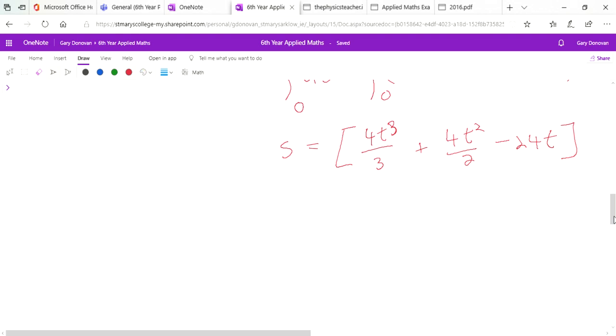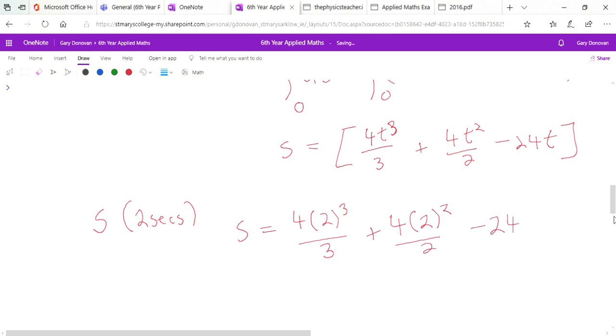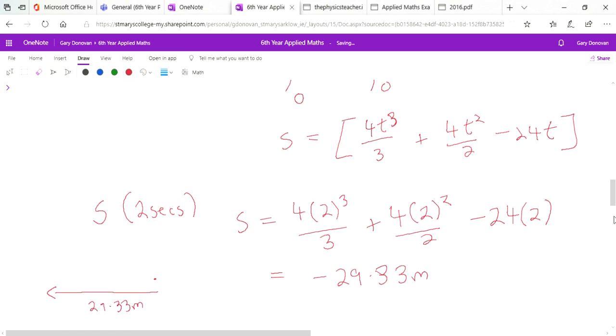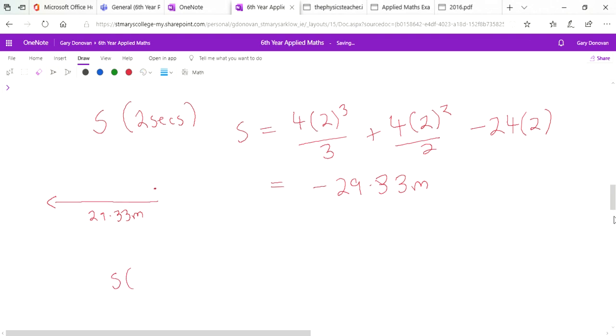So let's find the distance covered after 2 seconds. And that would be s equals 4 times 2 cubed over 3 plus 4 times 2 squared over 2 minus 24 times 2. And when you do that in a calculator, you should get an answer of minus 29.33 meters. So that minus tells us that after the first 2 seconds, we've gone to the left 29.33 meters. Now let's get a displacement after 3 seconds.